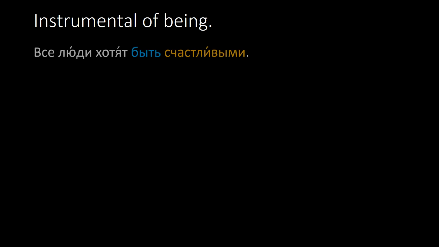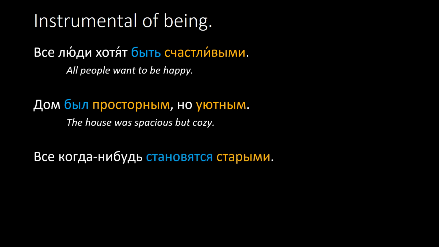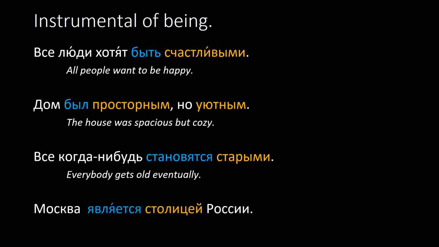Let's look at some examples. Все люди хотят быть счастливыми. Дом был просторным, но уютным. Все когда-нибудь становятся старыми. Москва является столицей России.